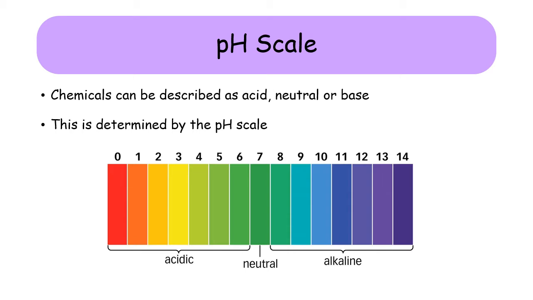Okay, so summarising all of that, if the pH is under 7, it will turn universal indicator red, orange or yellow. That means it's an acid. If it's got a pH of 7 and turns universal indicator green, it's neutral. And if it's got a pH more than 7 and it turns universal indicator blue or purple, it's what we would call a base or an alkali.